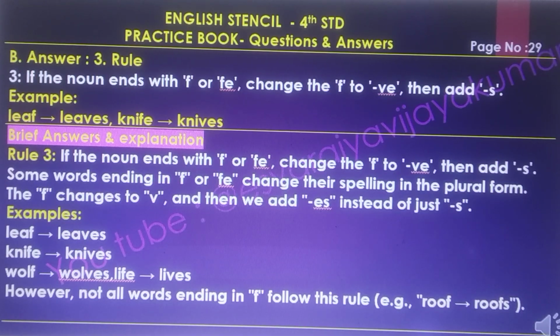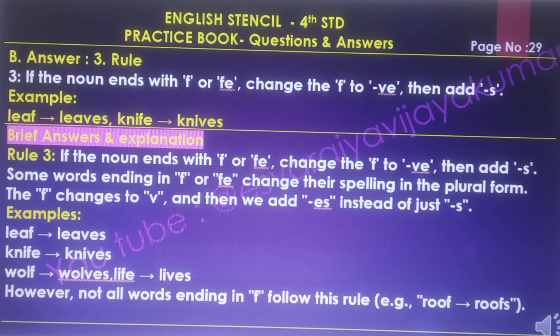Rule number 3: if the noun ends with f or fe, change the f to v, then add es. Examples: leaf, leaves, knife, knives. The brief answer and explanation of these questions: if the noun ends with f or fe, change the f to v and then add s.